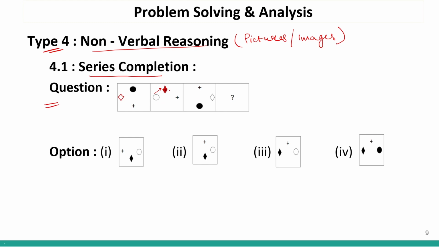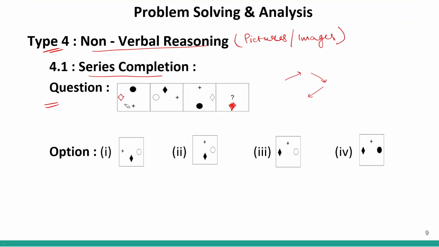Then it moved like this over here and it became empty again. So first it went like this, then it went like this. So it will eventually come at this position, and it was empty, then filled, then empty. So over here it will come and it will be filled. So this is element number 1.